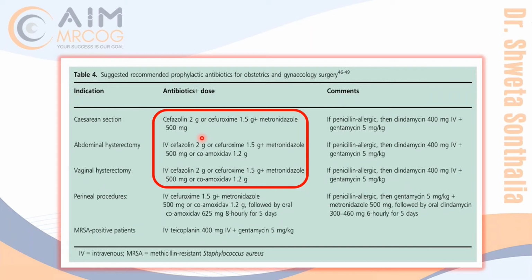Now sometimes they will give you in the question that she's penicillin allergic. So what will you give? This also becomes important. You will give Clinda plus Genta. So this also you have to memorize. Again, here also same. So these are all almost same. Only difference is in CS, you cannot give coamoxiclav.